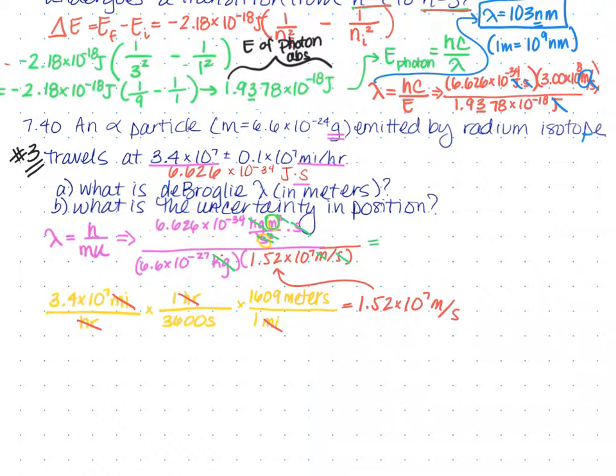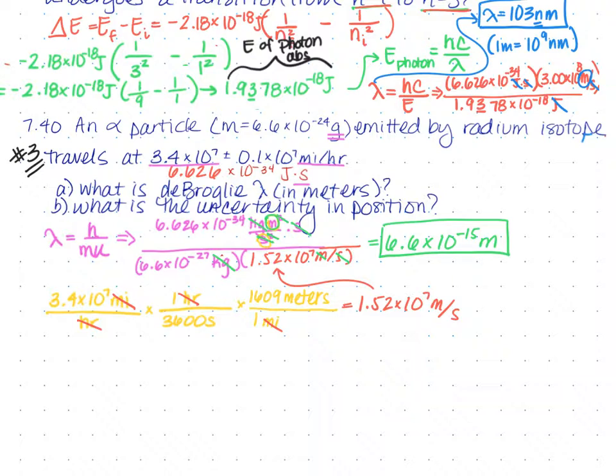And that should give you 6.6 times 10 to the negative 15 meters for the wavelength. Okay, great. So notice that's a rather small wavelength. For something that is more massive, it has a smaller, more undetectable wavelength.